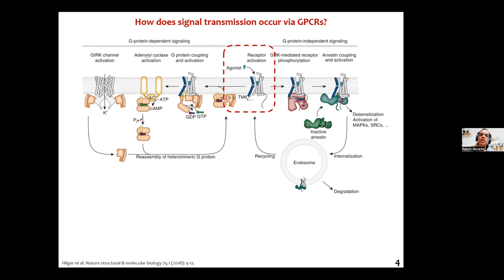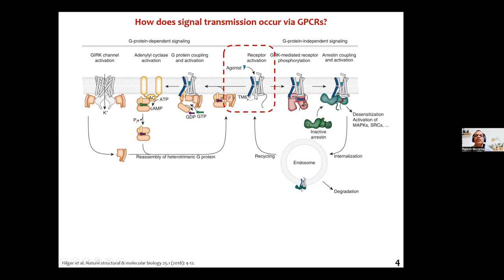So, to start with the canonical activation paradigm of GPCR. A GPCR is a 7 transmembrane receptor. A ligand, called an agonist or activating ligand, binds at the extracellular binding pocket, which is also known as the orthosteric binding pocket. As it binds, a conformational change happens in the transmembrane core of this receptor, which allosterically transmits the signal to the intracellular part of the receptor.